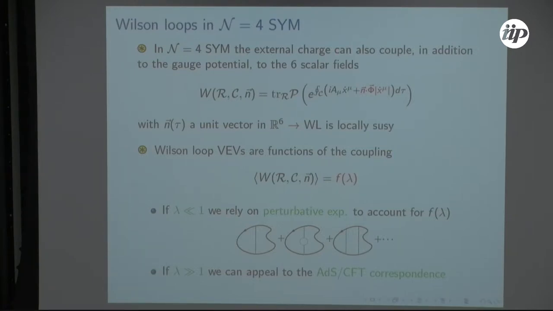And the reason to add this additional coupling to the scalar fields of N=4 is that you have 6 possible scalars to couple to, so you have here a vector in R6. It happens that if you take this vector to be unitary, of norm 1, this Wilson loop is locally supersymmetric. So there is a preserved supersymmetry, which depends on the point on the loop. There are even cases in which you can take it to be globally supersymmetric. But in any case, it turns out that this possibility of having local supersymmetry is crucial for the simplification of many computations.